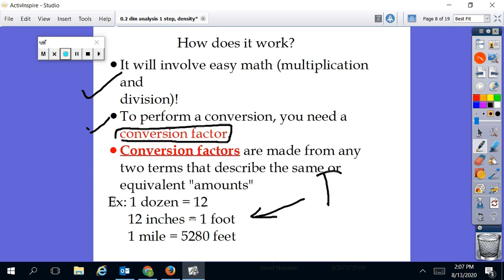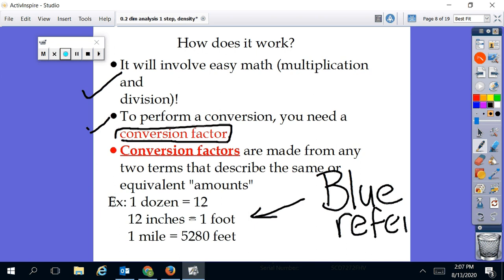Now, where are you going to find some of these conversions? They are on your blue reference sheet. It may not be blue in your list of reference sheets, but we'll call it the blue reference sheet, and it will have your English conversions. Those are all English units. So you'll get some of those conversions from the reference sheet. Some of those conversions, like the metric system, you will have to know your number line.